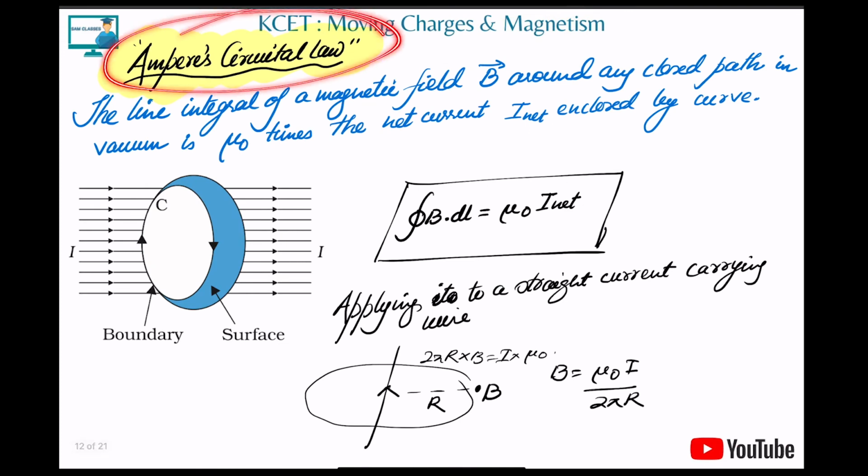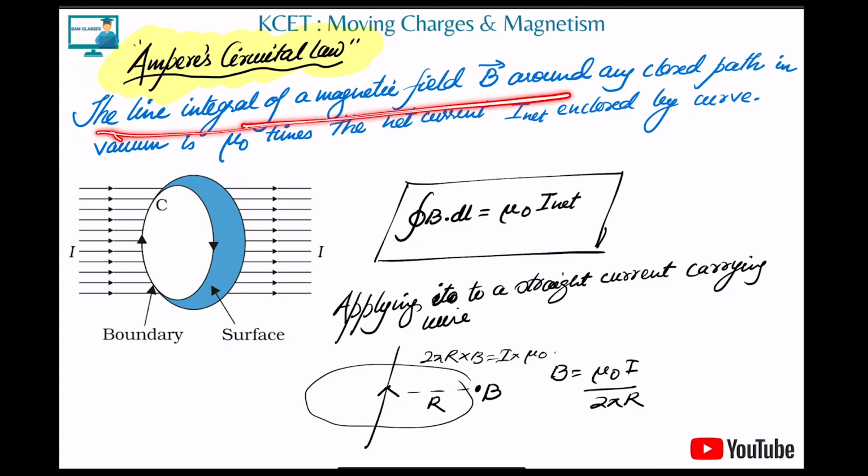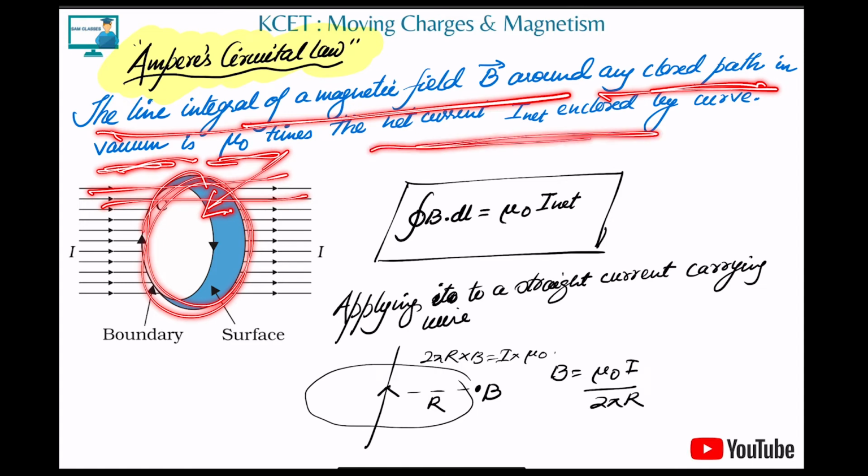Next is Ampere's circuital law. What Ampere's circuital law says is that the line integral of the magnetic field around any closed path, called the Amperian path, in vacuum is equal to mu naught times the net current, very similar to Gauss's law. So the value of the integral of B dot dl will be mu naught times I net, mu naught times the net current enclosed.